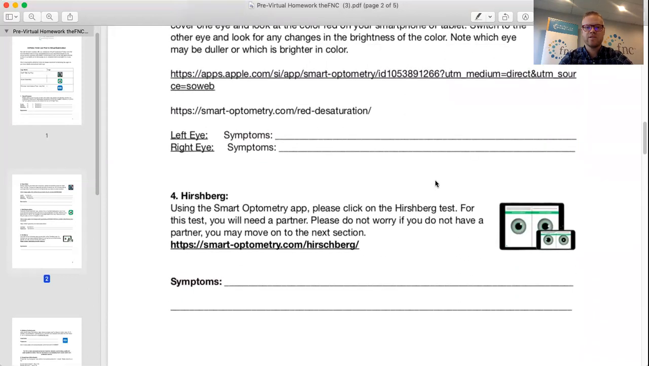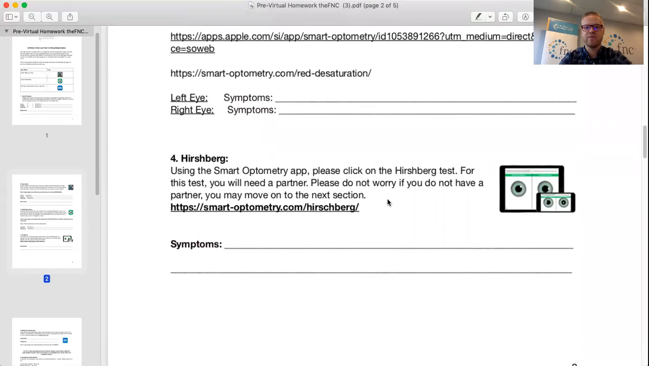The next test is a corneal reflection test. You're going to use the Smart Optometry app. You're going to shine light, and you're actually going to look at the position of how light is hitting on your pupils. Depending on how the light is hitting on your pupils, it can tell us if your eyes are esodeviated, exodeviated. There's a hyperdeviation.